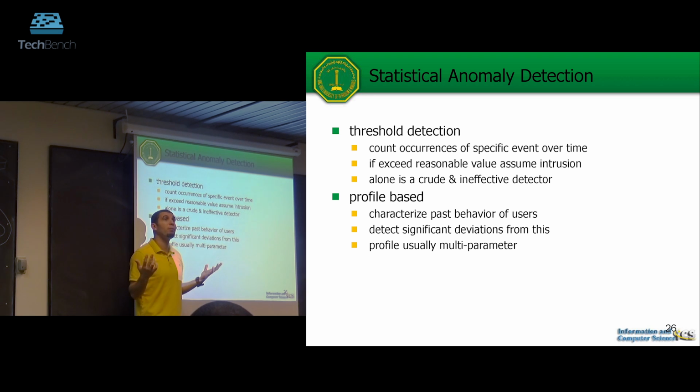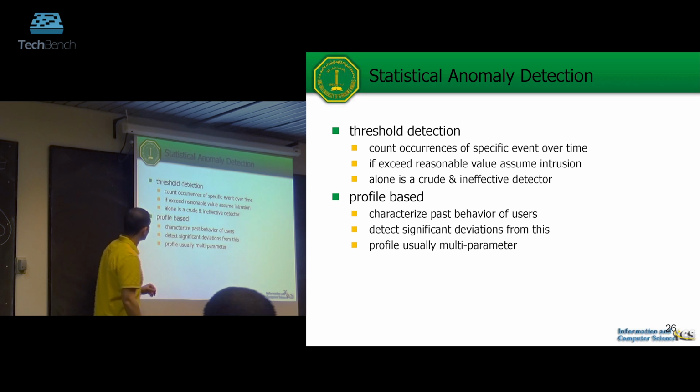In a typical day, for example, you will have 20 login attempts. If you see 100 login attempts in a certain day, you exceeded the threshold. Let's say 50. If you exceed the threshold, something is wrong. So it is based on threshold. If it exceeds a reasonable value, you assume intrusion. By itself it's not enough, but it can be used.